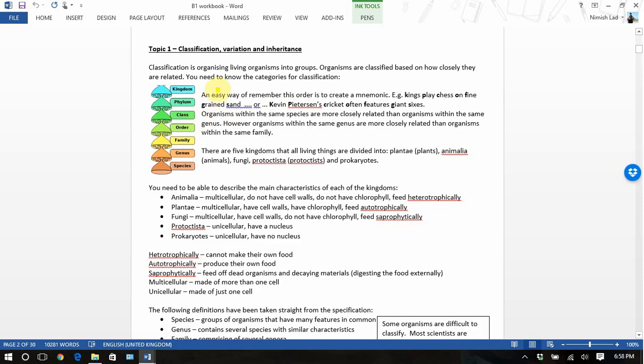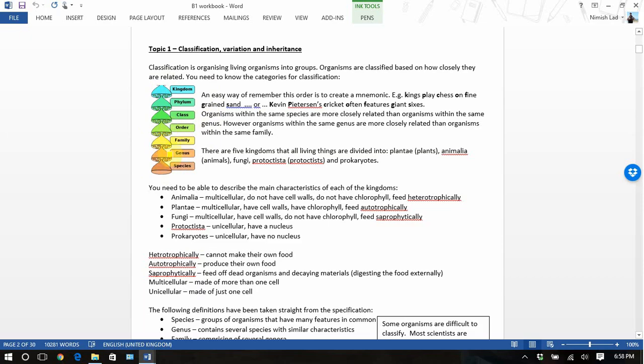So organisms within the same species are more closely related than organisms within the same genus. It starts off at the top and spreads out, but if organisms are in the same species, they're closer together than if they're in the same genus. Organisms in the same genus are closer together than those in the same family, and organisms in the same family are closer together than those in the same order.